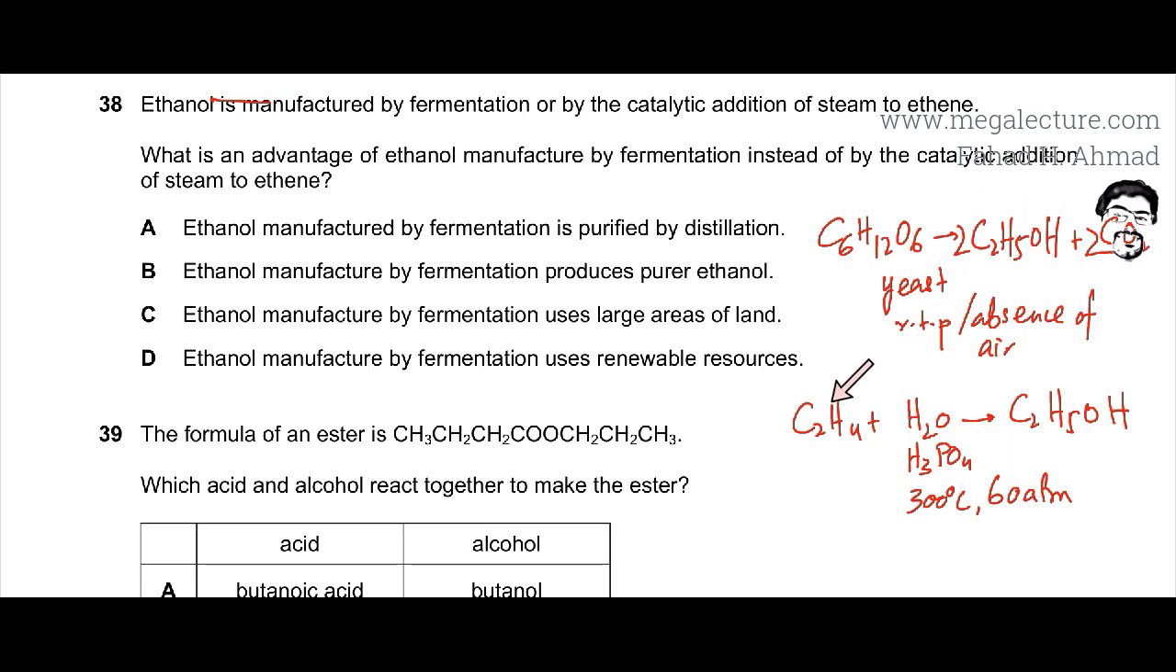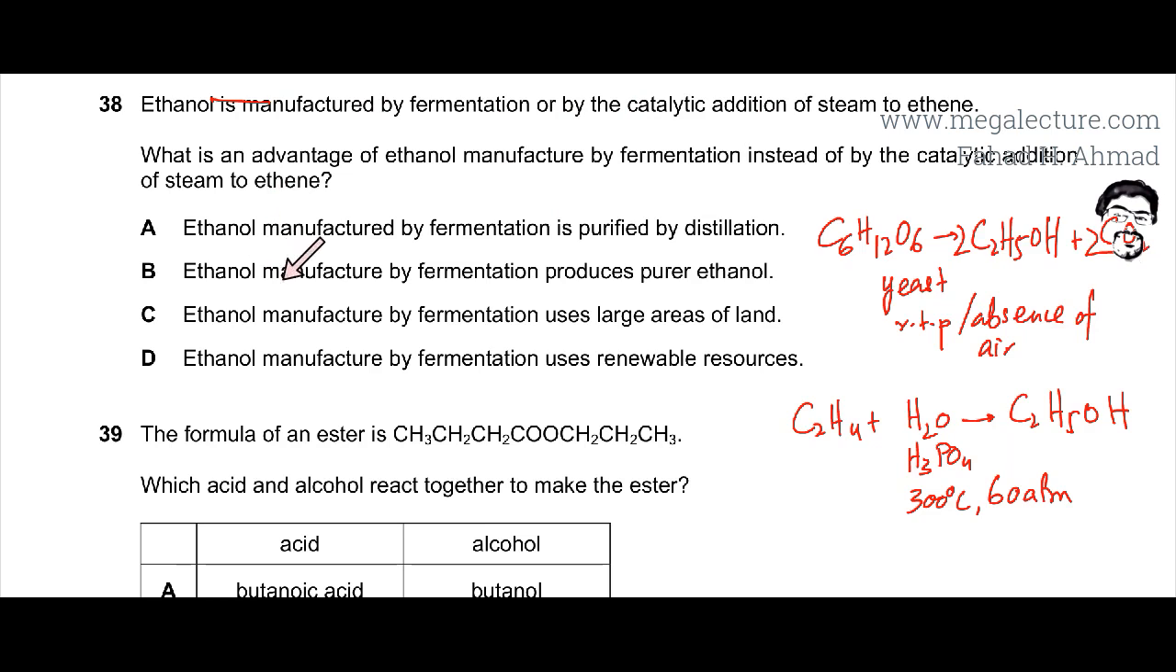The other one is you take ethene from crude oil. Crude oil is where you're going to get ethene. It is reacted with water, but the conditions are extreme. You need a phosphoric acid catalyst, 300 degrees centigrade temperature, and 60 atmospheres pressure. So ethanol would be produced. So the question is, what is the advantage of ethanol manufactured by fermentation? The first one is that ethanol manufactured by fermentation is purified by distillation, but that is probably not an advantage. We are looking for what is an advantage.